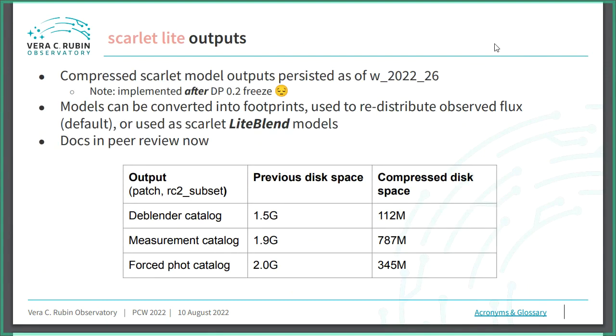As of weekly 26, unfortunately just after the DP 0.2 freeze, we are now saving the Scarlet models as outputs. So you can load the catalog, but you can also just load the Scarlet blend models now and operate on those. That gives you the advantage of having each component's model, not just the source model, and the entire blend can be recreated. It's also ended up saving us about an order of magnitude in disk space.